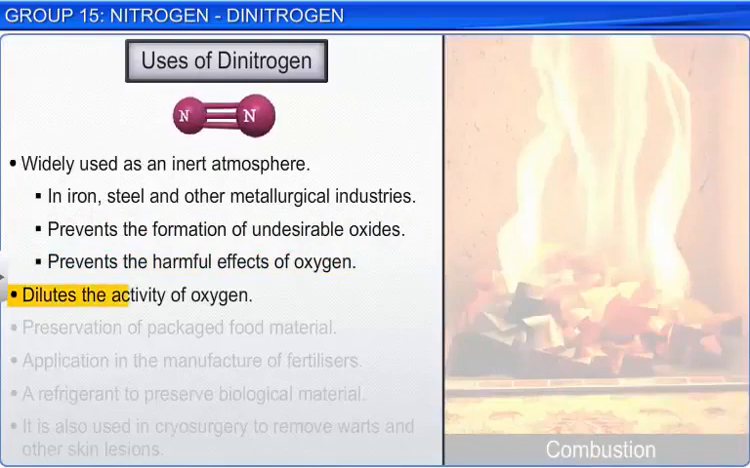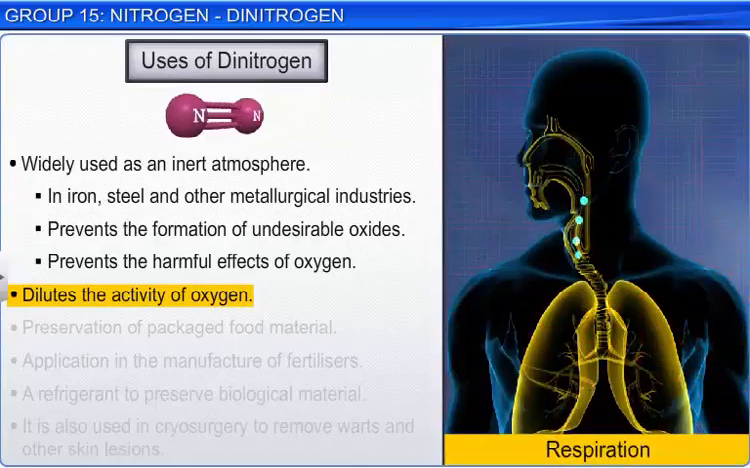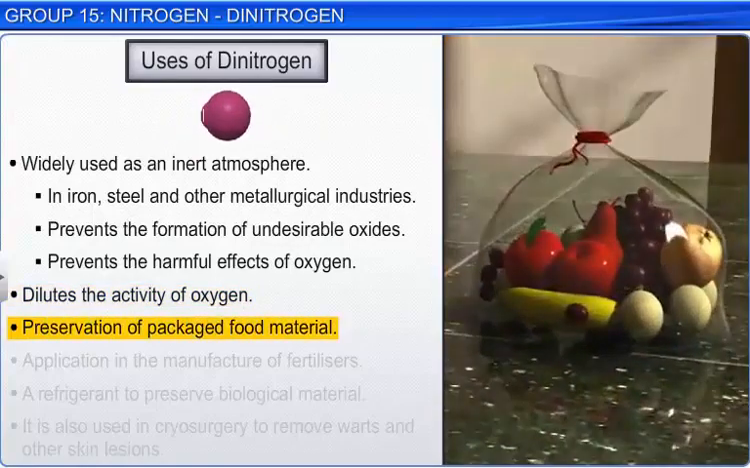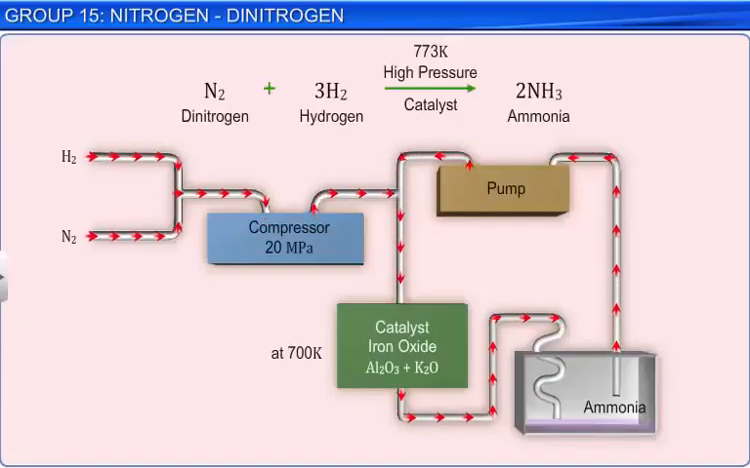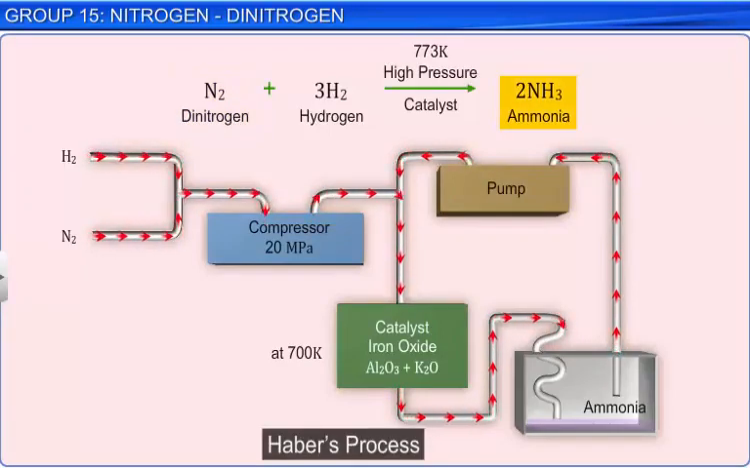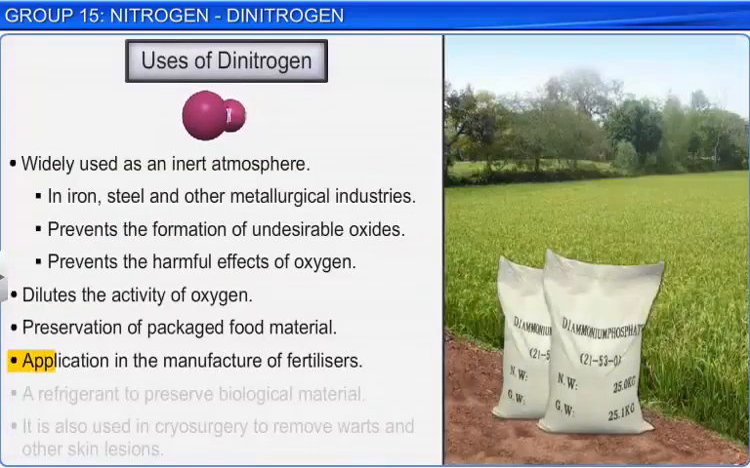It dilutes the activity of oxygen in natural processes such as combustion and respiration. It is used in the preservation of packaged food material. A large amount of dinitrogen is used in the preparation of ammonia by Haber's process. The ammonia thus prepared finds application in the manufacture of fertilizers.